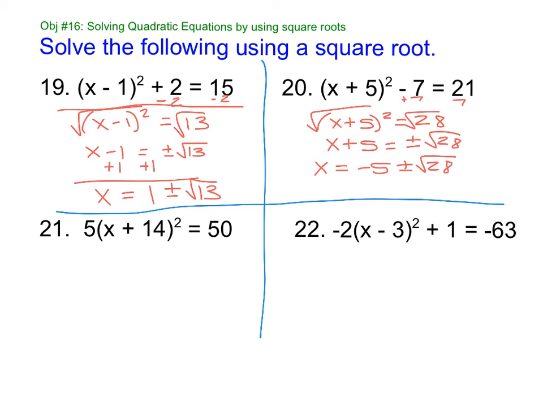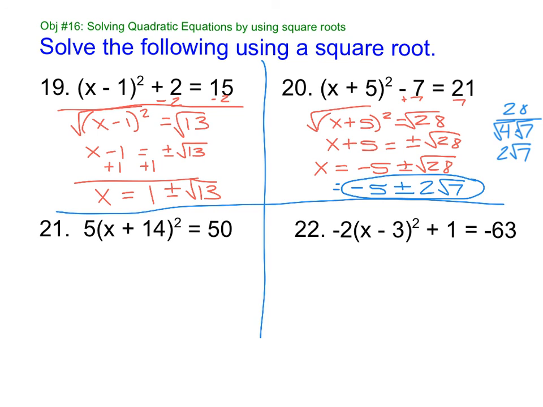But there's something else we can do. What can I do to 28? 28 has a perfect square that goes into it. What perfect square goes into 28? That's 4 and 7. So root 4, root 7 is 2 root 7. So our answer is negative 5 plus or minus, instead of 28, 2 root 7. And that's our final answer.